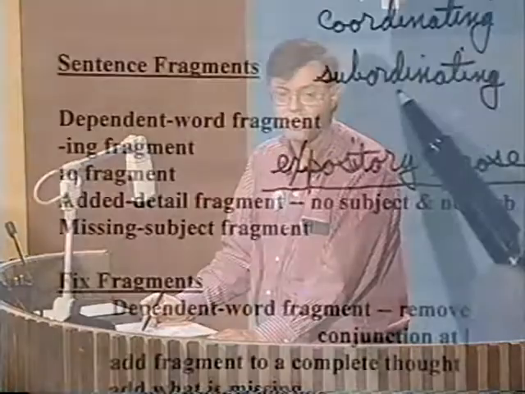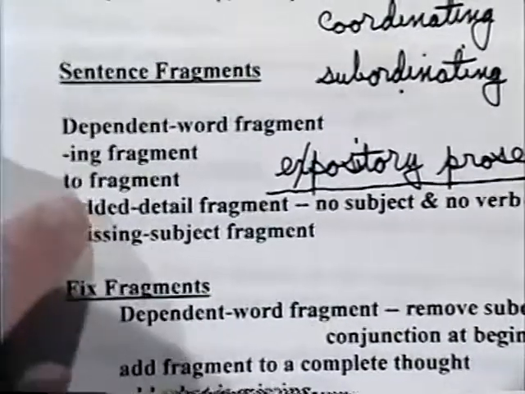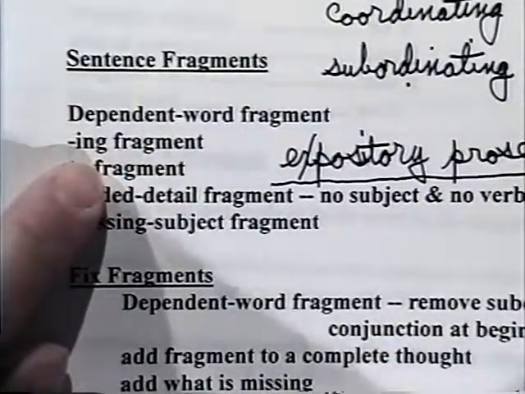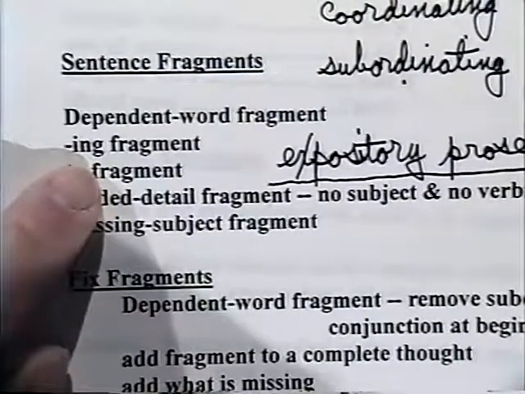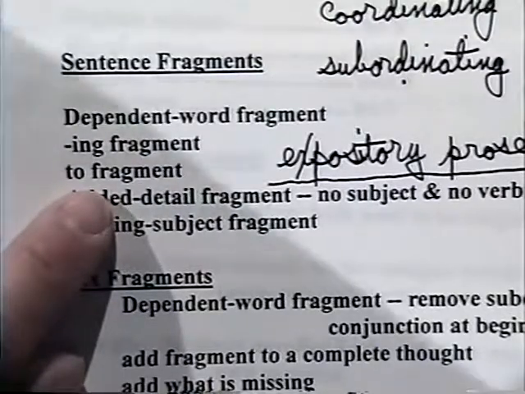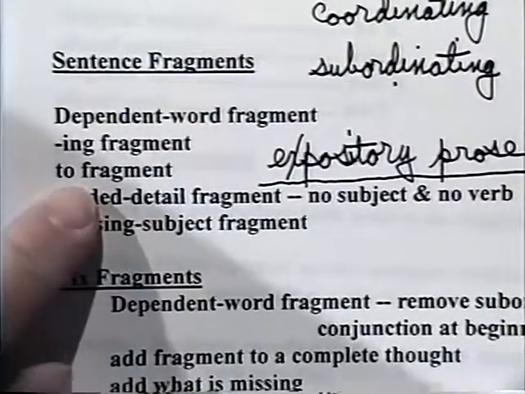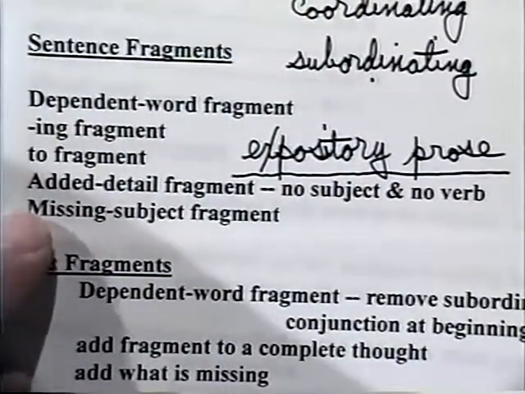Now we said a dependent word fragment, or dependent clause fragment, does have a subject and a main verb, but it starts with one of those subordinating conjunctions, like because. We also talked about ing fragments, meaning that your first word ends in ing. And if you remember, we did say there is an exception called a gerund. Then we talked about what we call to fragments, meaning your first word is the word to. Many times that will start a group of words that's an incomplete thought.